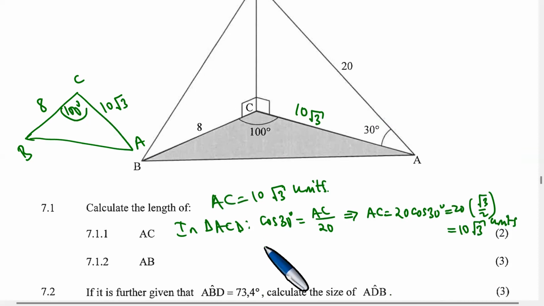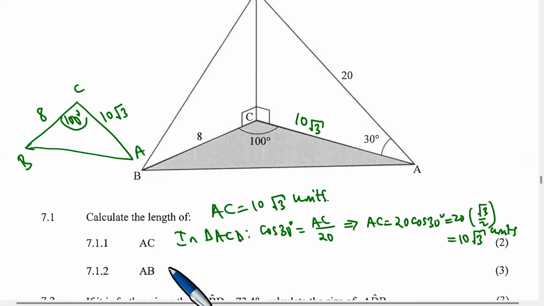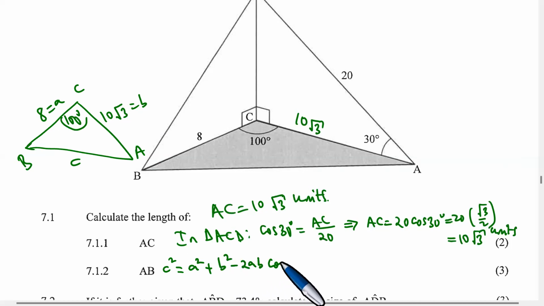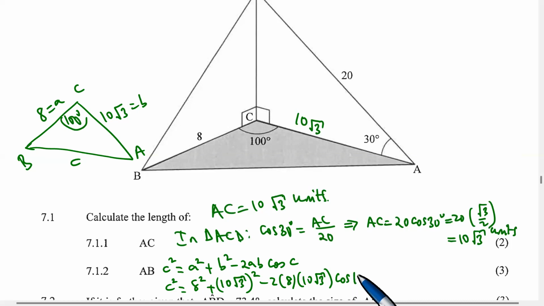And then we can use the cosine rule. This is exactly A, this is B, this is C, which means C squared is A squared plus B squared, minus 2AB cosine C. C squared is A, which is 8 squared, plus 10 square root of 3 squared, minus 2 times 8 times 10 square root of 3, cosine C, which is 100 degrees.